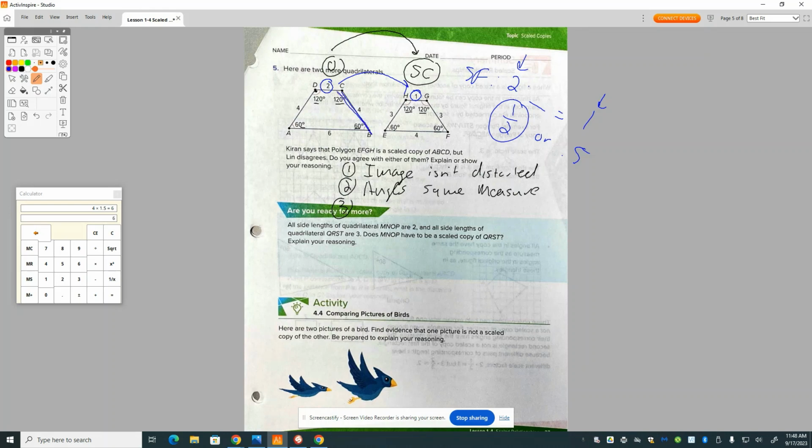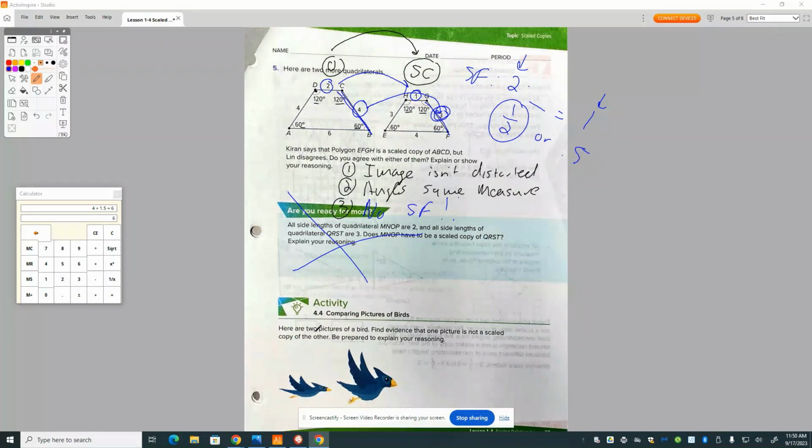So looking at CB and its corresponding side GF, I would have to multiply 4 by 1/2, which would give me a value of 2, which isn't the distance that I have. So you can see here that unfortunately there is no scale factor throughout. So that means that these quadrilaterals are not scaled copies. So with that being said, we are done. Don't worry about, are you ready for more?